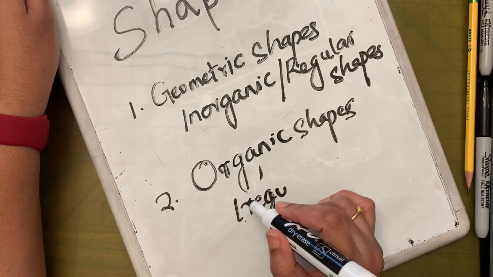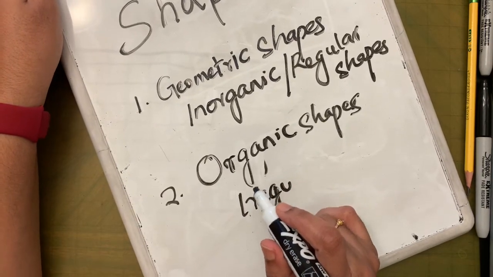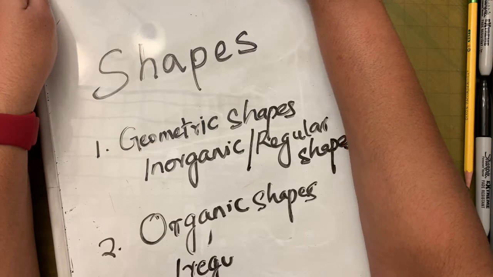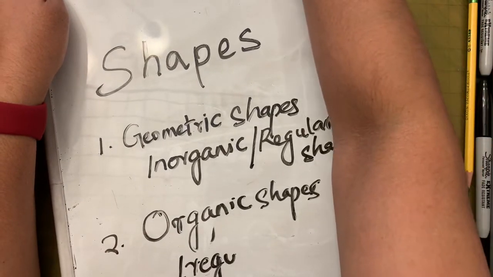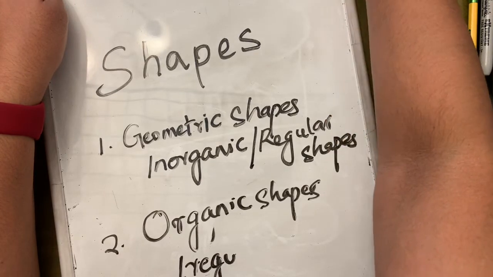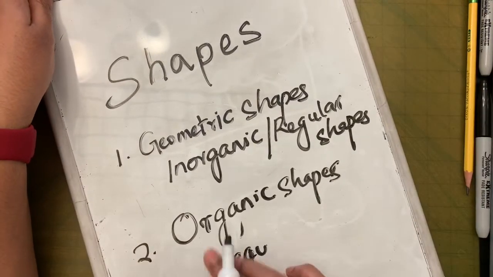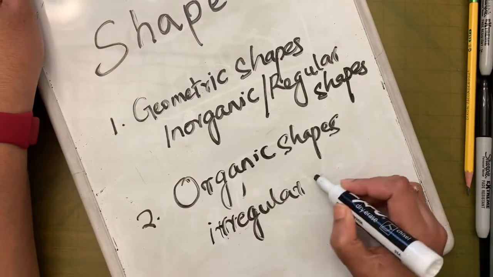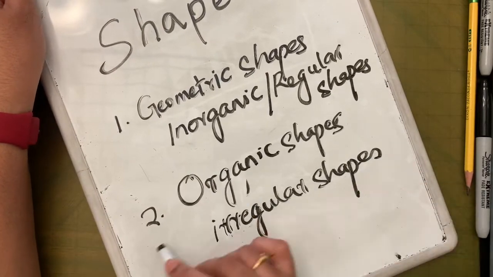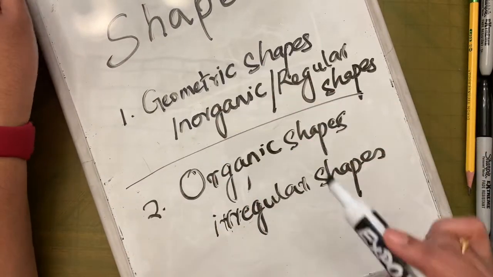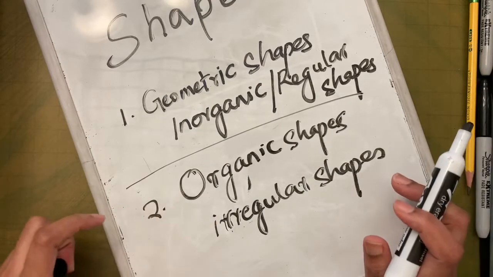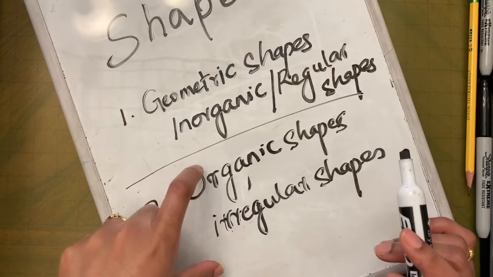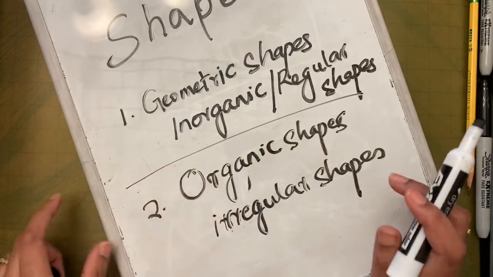Irregular, let me check the spelling. I'm very bad at spelling. Irregular shapes. So these are the two categories you can put the shapes in: geometric, inorganic or regular shapes, or organic shapes, or another name is irregular shapes.